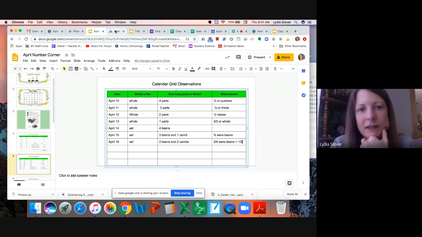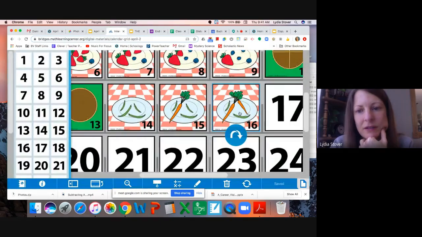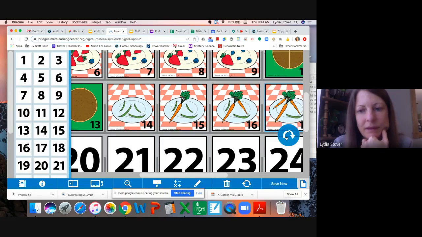Half of that set. Let's go back and look at that so you can see. So if we put these beans together in a group and these carrots together in a group, that would make 2 groups. So 1 then of those 2 groups would be a half. So that's why 1/2 is the same as 2/4. All right, let's take a look on the 17th. That's tomorrow.